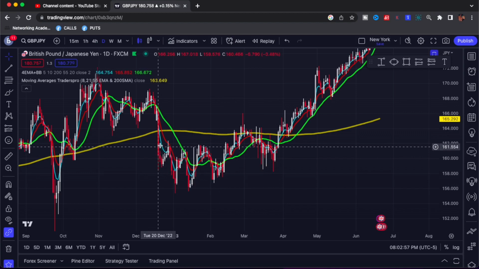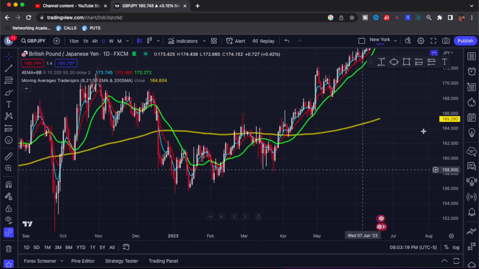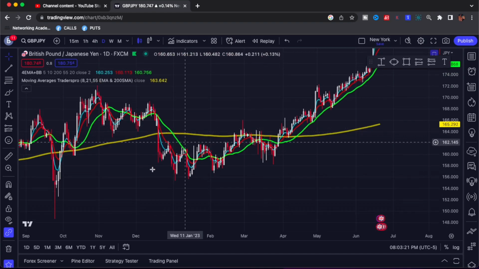So this blue one right here is a 5-day EMA. Now the 5-day EMA measures the last 5 days of trading. And this red one is the 10-day EMA. The 10-day EMA measures the last 10 days of trading. 5 days because it's only 5 trading days in a week. 10 days because it's only 10 trading days in 2 weeks. You know what I'm saying? So yeah, that's the calculations.